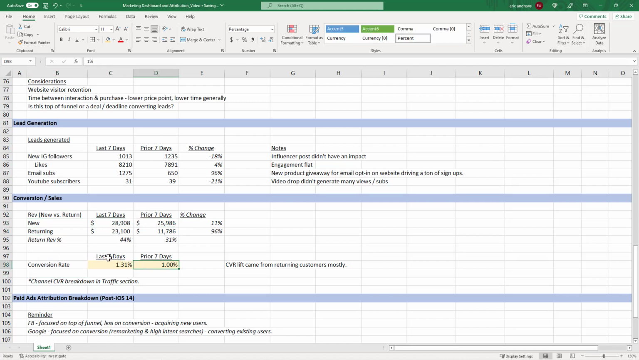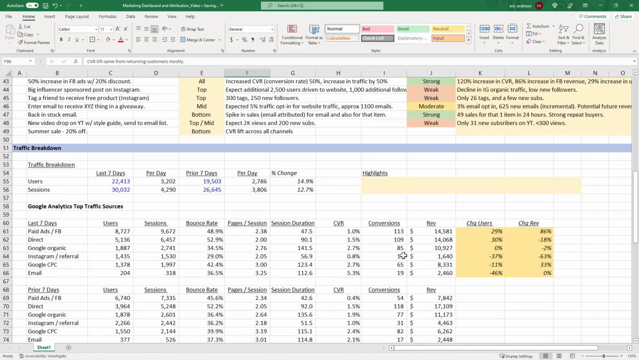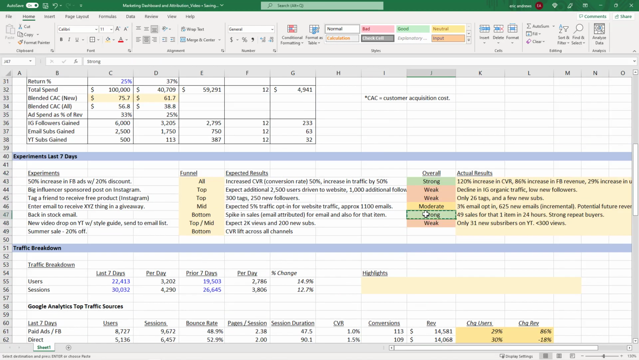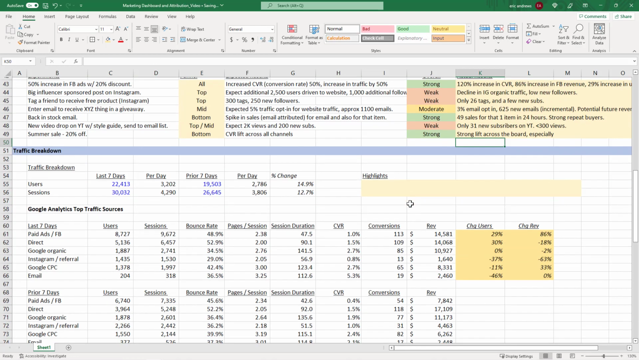But we have our conversion rate, last 7 days versus prior 7 days. And we can see that our conversion rate was 1.3% versus 1%. So about a 31% lift in conversion. Obviously, each channel is a little bit different, and we can go into that here in a second. But we're seeing really strong numbers from returning customers. So did we see a conversion rate lift across all channels? It looks like yes. Strong lift across the board.